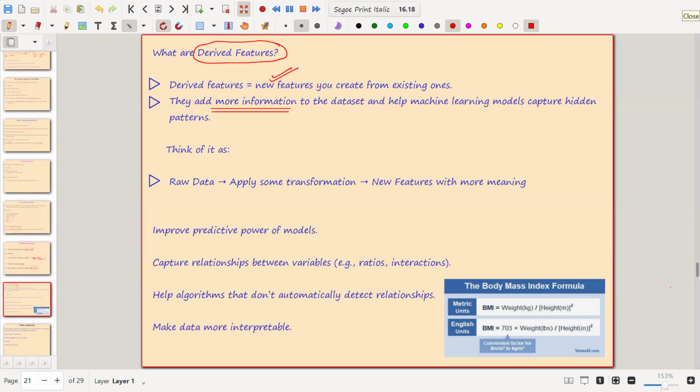You can see these derived features help the machine learning models to capture the hidden patterns in your data. Raw data is there, these are the existing features, and you apply some transformation and you create new features with more meaning. These are derived features, right? We'll see an example, no need to worry.